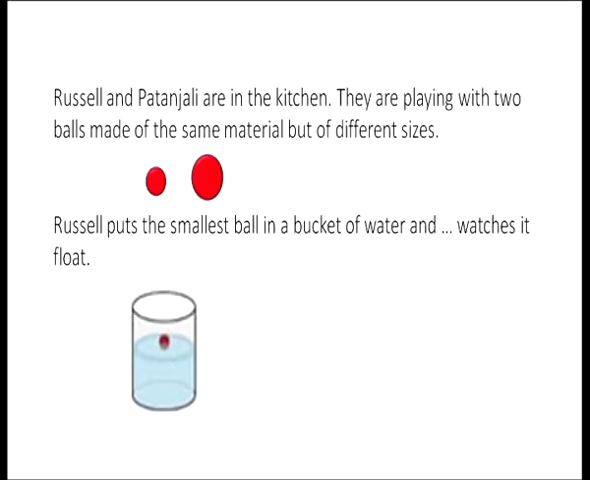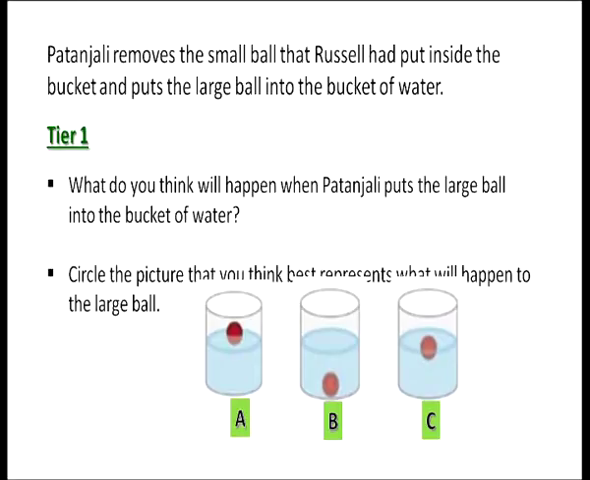Russell and Patanjali are 2 good friends, and they are in the kitchen. They are playing with 2 balls made of the same material but of different sizes. Russell puts the smallest ball in the bucket of water and he watches it float. Now what does Patanjali do? Patanjali removes the small ball that Russell had put inside the bucket and puts the large ball into the bucket of water. Now this is the tier 1 question. What do you think will happen when Patanjali puts the large ball into the bucket of water?